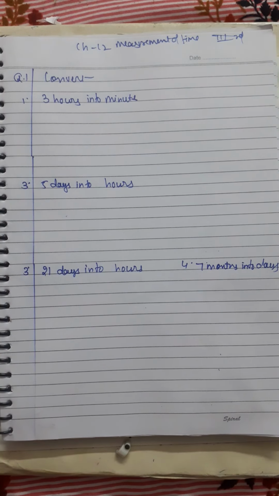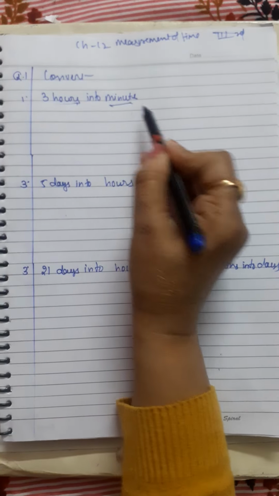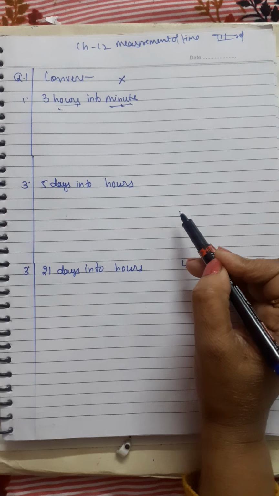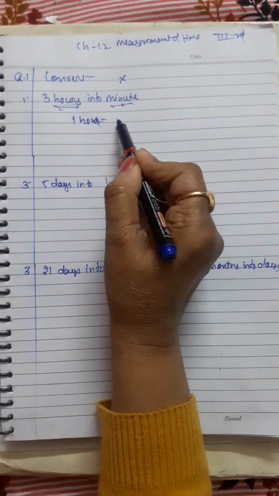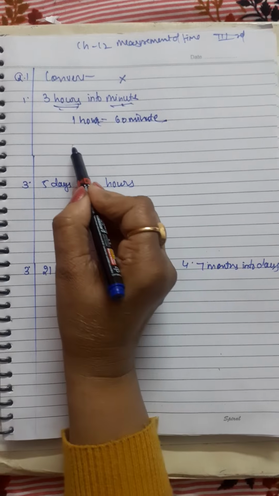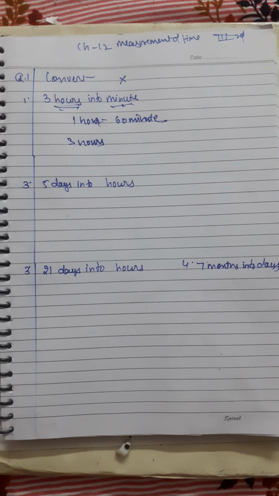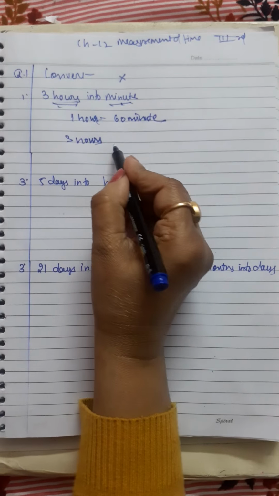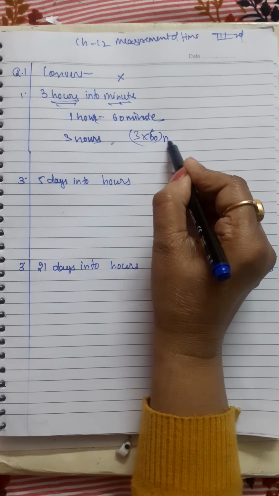So as you can see here, we have to convert 3 hours into minutes. Hours bigger unit, minute smaller. Bigger to convert into smaller, we have to do the multiplication. We know that 1 hour having 60 minutes. What is to convert? 3 hours. So we have to multiply 3 by the 60 and we will get answer in minutes.